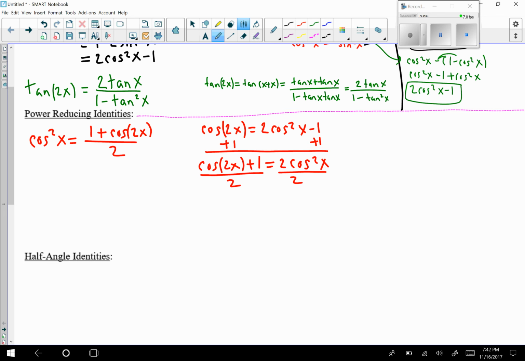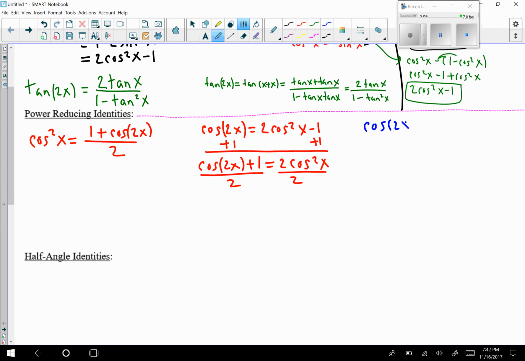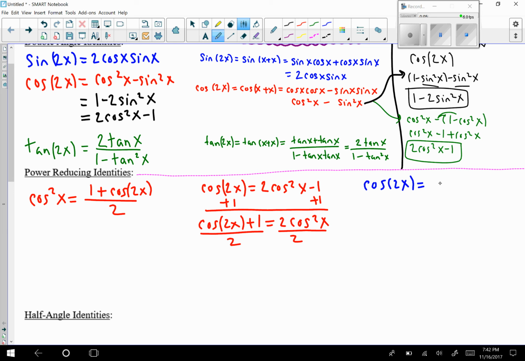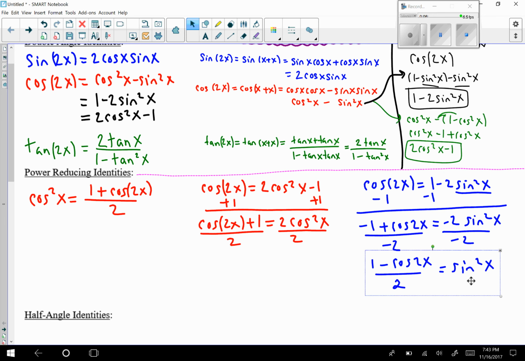And then for the next one, I can do the same thing with the cosine double angle other form with the sine. Remember we said up here that the other form was 1 minus 2 sine squared of x. So then I do the same thing. I want to solve for the power. So I want to first take the 1 and subtract it to the other side. So when I do that, I have negative 1 plus the cosine of 2x is equal to negative 2 sine squared x. So to get the sine squared by itself, divide both sides by negative 2. And here, when we divide by the negative 2, I'm actually going to change the signs in my numerator so we don't have that negative in the denominator anymore. So this would be 1 minus cosine 2x over 2 is equal to sine squared x. So that gives us our other power reducing identity for sine.